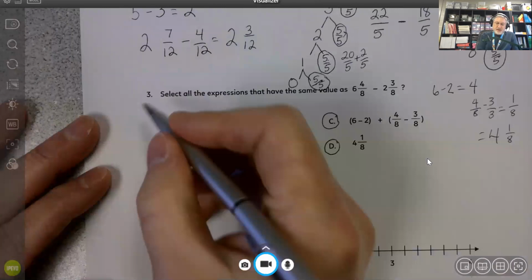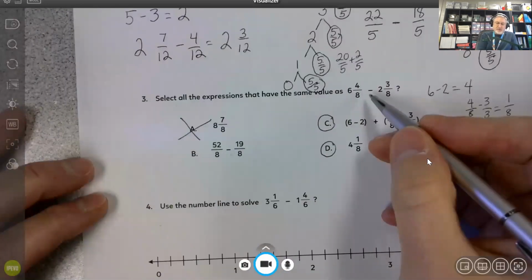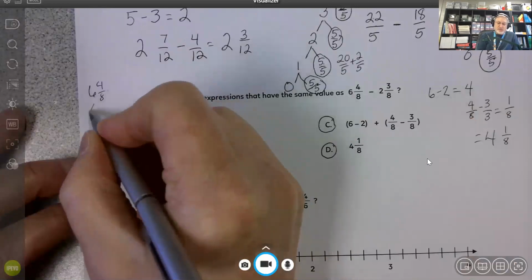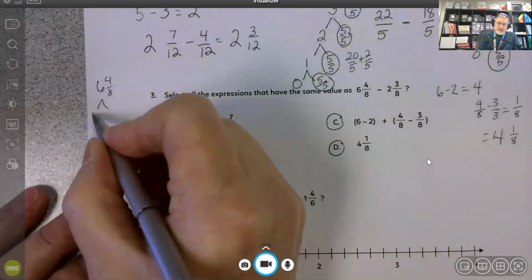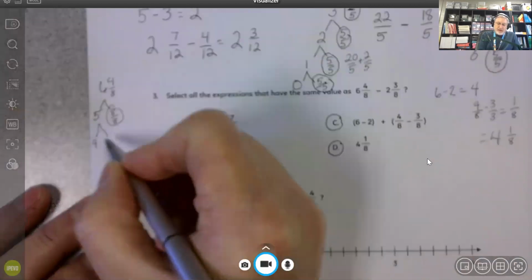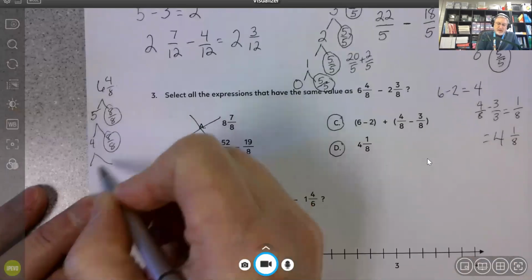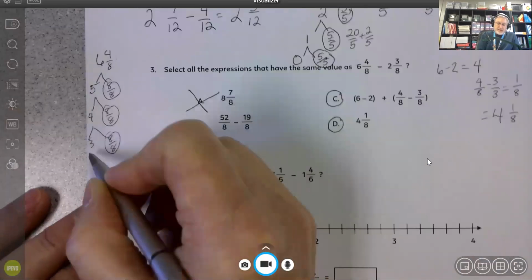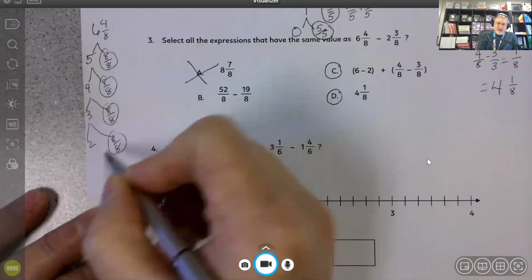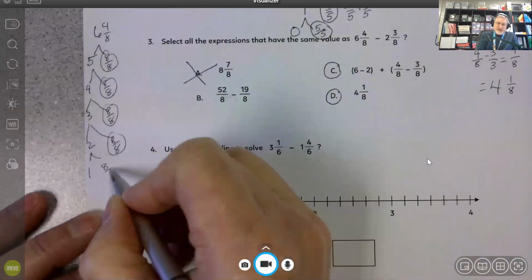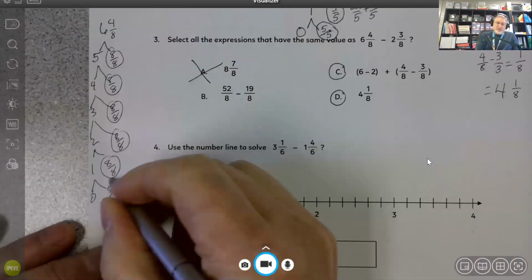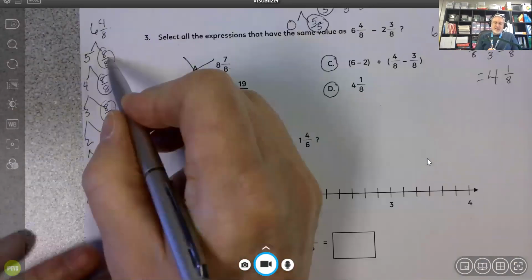So this one I'm going to need a little bit of scratch paper for. So I have 6 and 4/8, and I want to use my number bond. If I take 1 away, that'd be 8/8. Take another one away, 8/8. Take another one away, 8/8. Take another one away, 8/8. I've got 2 more wholes. Hang with me. Take another one away, 8/8. And my last whole would be 8/8. So now I have 1, 2, 3, 4, 5, 6 groups of 8/8.